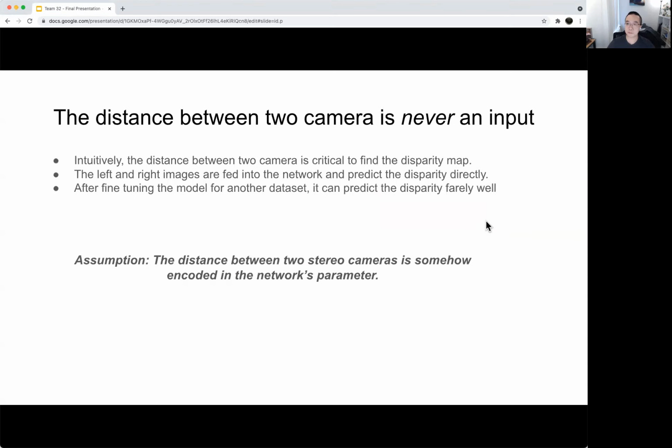image task. When we look into the deep learning model, intuitively, we think that the distance between two cameras are critical to find the disparity map, but it is never an input. We start to think that the distance is somehow encoded in the model's parameter and wonder what happened when fine-tuning the model for another dataset. We conduct a series of experiments, and my teammates will introduce them right now.